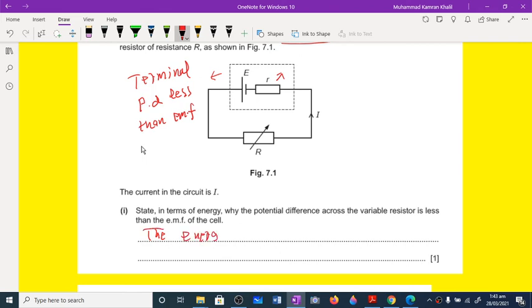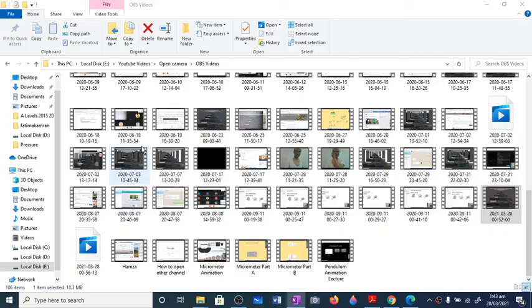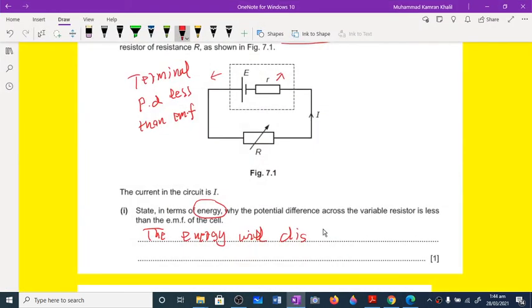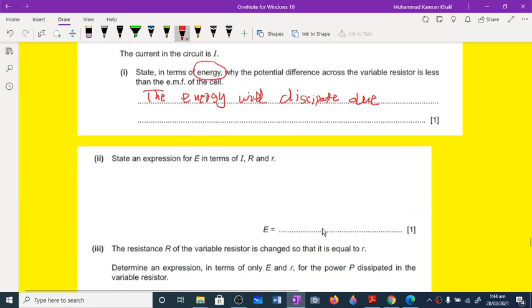The energy, he is talking about the energy. So the energy will dissipate inside the cell due to the internal resistance of the cell.